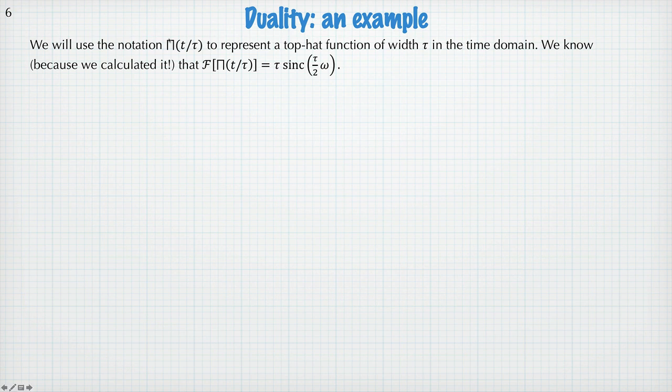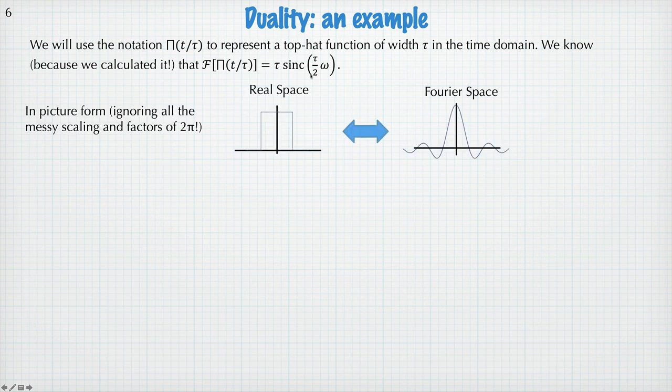So let's use the notation here for a top hat function in terms of time with width tau. And we know, because we've calculated, that the Fourier transform of this function is a sinc function. So in pictures, if we start off in real space with a top hat function, and just ignore all the factors of 2 pi and all that messy stuff, in real space we have a top hat function, in Fourier space we have a sinc function.